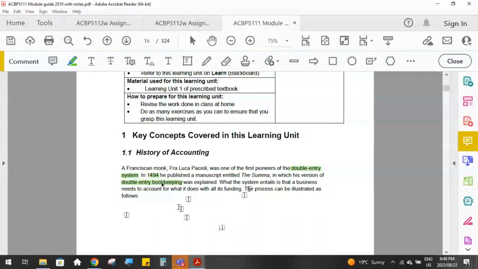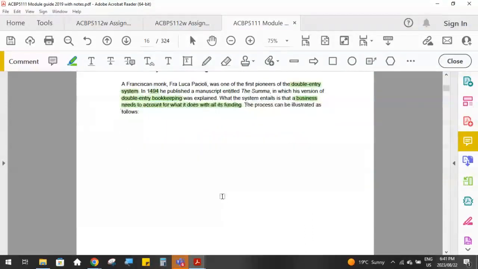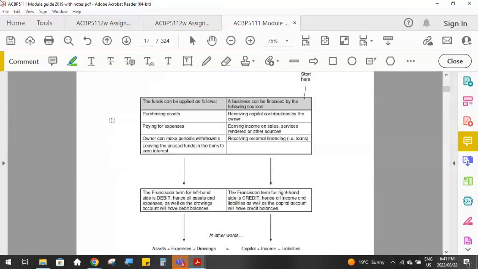So what we are recording is, a business needs to account, and that's where the word accounting comes from. We need to account, in other words, make a record for what the business does with all of the money that it's got. So that's exactly what we're recording. What money did we start out with, and where did it come from? And what did we do with that money? What did we spend the money on? So just in simple form, this is what we record.